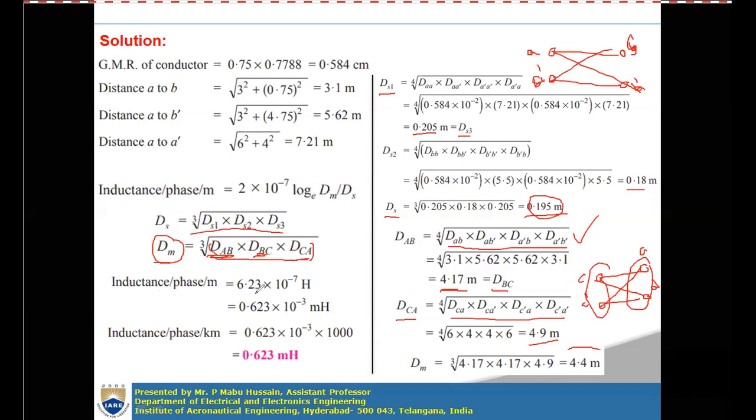6.23 into 10 power minus 7 henries, right? You know the formula: 2 into 10 power minus 7 ln DM by DS. If you substitute the DM and DS values in that formula, you will get henries per meter. This inductance per phase is for 1 meter, right? So if you want to calculate for a kilometer, you have to multiply by 1000, so the final value of inductance per phase per kilometer is 0.623 millihenries. If you have any doubts in this problem, you ask me.